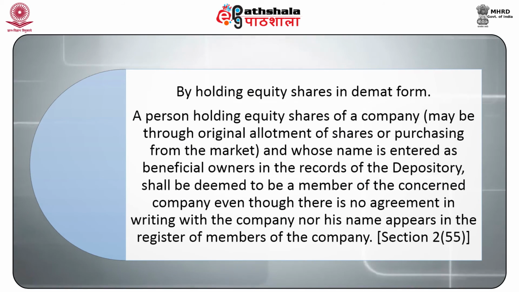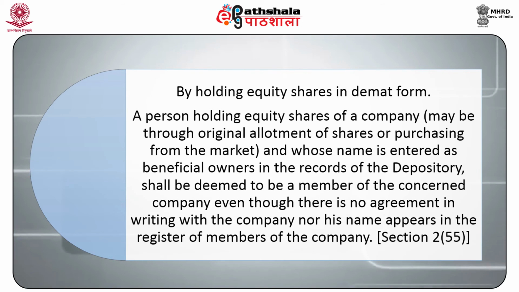Third, by holding equity shares in demat form. A person holding equity shares of a company, may be through original allotment of shares or purchasing from the market, and whose name is entered as beneficial owner in the records of the depository shall be deemed to be a member of the concerned company, even though there is no agreement in writing with the company nor his name appears in the register of members of the company.